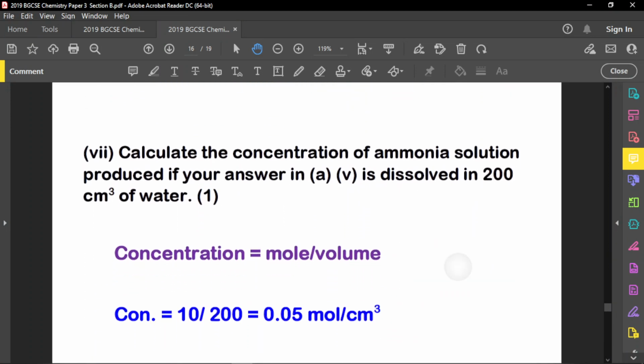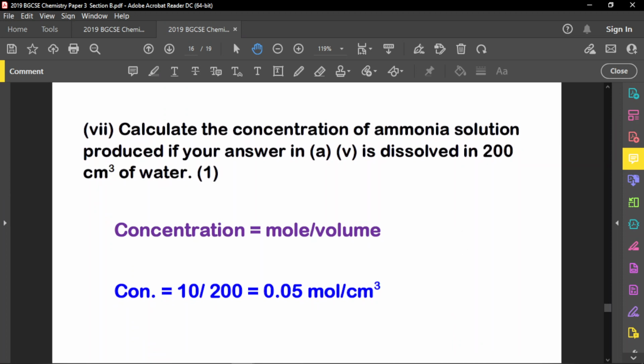All right. Now, we say calculate the concentration of ammonia solution produced if your answer in A5 is dissolved in 200 centimeter cube of water. So if dissolved in 200 centimeter cube of water, what you're going to do now is to get the mole, and what they want to find is concentration. We already know the mole was 10. Now the volume is 200. So 10 divided by 200, what you get is 0.05 moles per dm cube. Based on the formula, concentration is equal to moles over the volume.